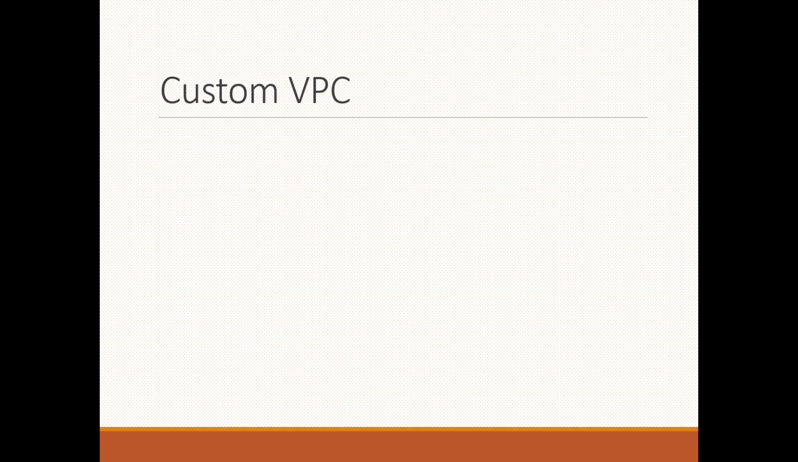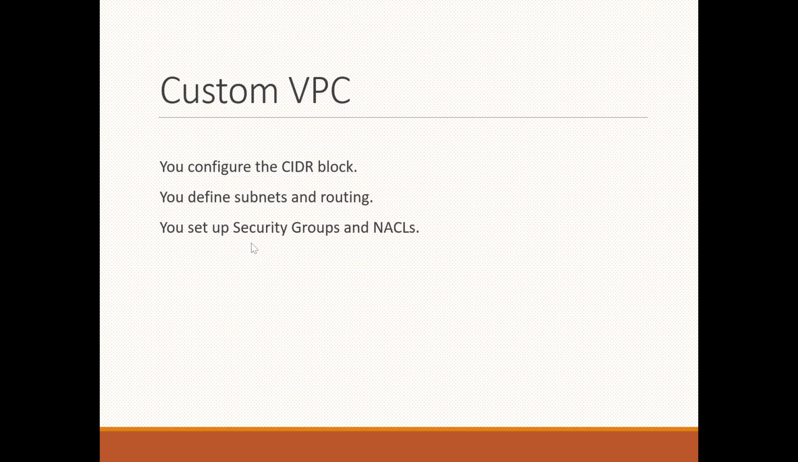Now we'll see what a custom VPC is. For a custom VPC, you need to know all these things. You configure the CIDR block, you define the subnets and routing, and you set up security groups and NACLs, network access control lists. Next, full control and customization. You can also create gateways and connectivity. So a custom VPC gives full control and high security.